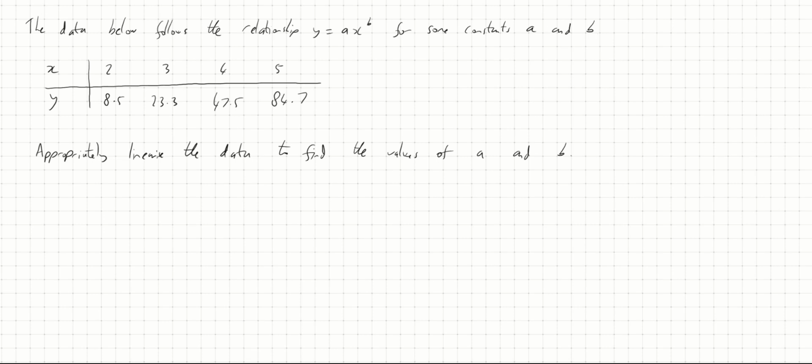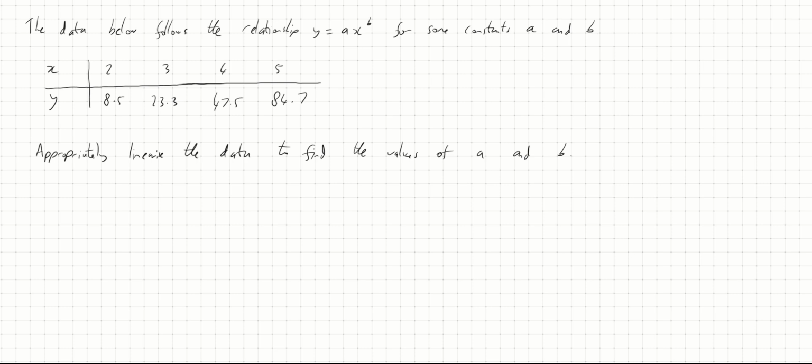In this example, we're going to look at linearizing experimental data. Now, as you can see, we've got a question. The data below follows the relationship y equals ax to the power of b for some constants a and b. So you've done an experiment, you've taken down some data, and this is the table. When x is 2, y is 8.5, and so on. And you're told that this data should have a y equals ax to the b relationship. Then appropriately linearize the data to find the values of a and b.